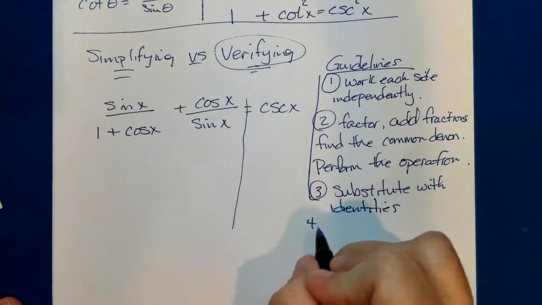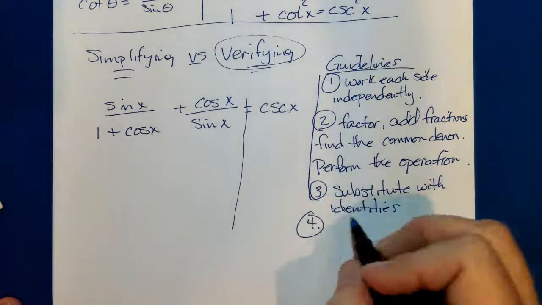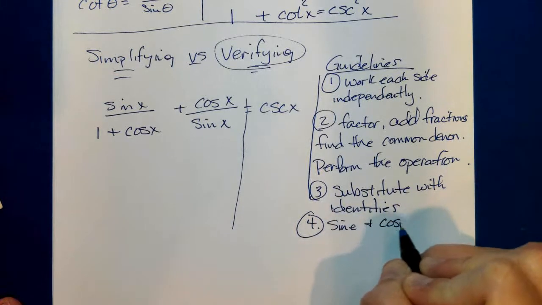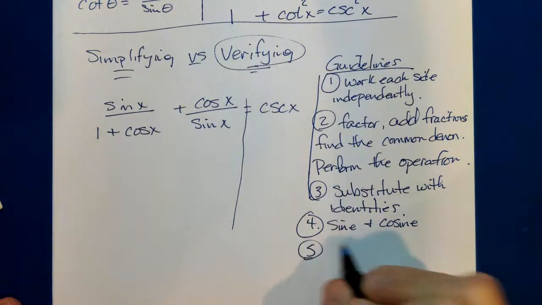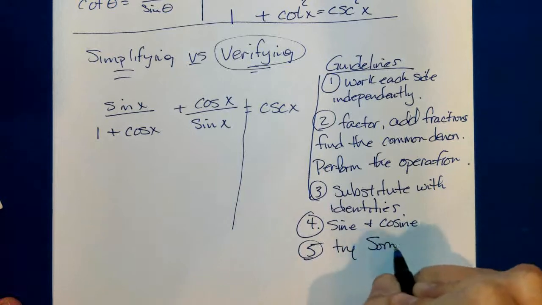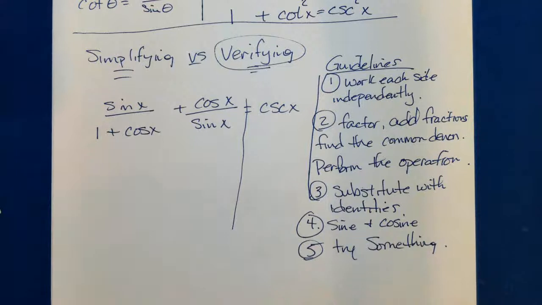Okay? Number 4, I'm going to say try and get it all into terms of sine and cosine. Finally, number 5, try something. There are multiple paths here, guys, okay? There's not one way to do these, and it's frustrating as heck when you're first starting out. The more you do them.